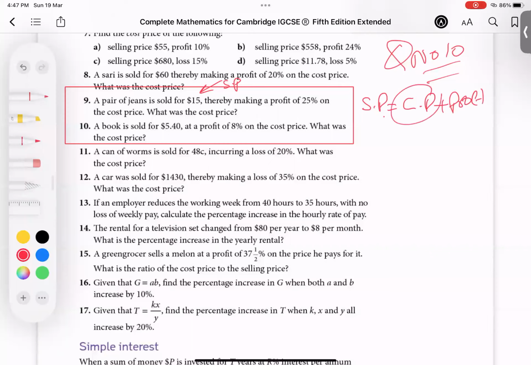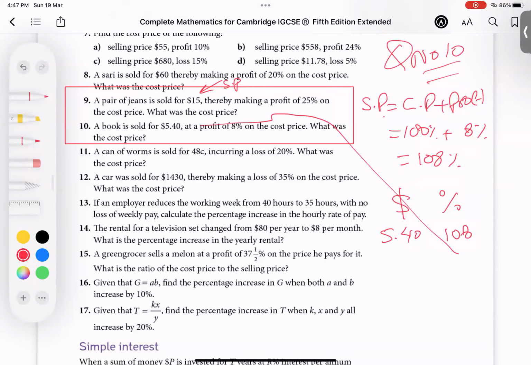Okay, so cost price is always taken as 100%, and the profit percentage given is 8%. So it becomes 108% total. And now I can say that because the book is sold at $5.40. So two titles, dollar and percentage: $5.40 is equal to 108%. And I'm looking for the cost price. So cost, you know, is always 100%.